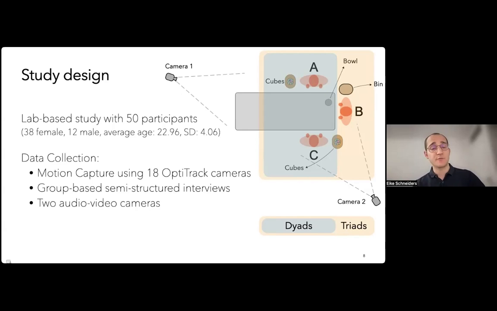For data collection, we used 2 cameras for audio-video recordings, 18 cameras of the OptiTrack camera system for motion capture of participants' hands as well as key objects, as well as post-task semi-structured interviews, group-based. But as mentioned, the best way to get an understanding of the task is through a small video clip of the dyadic collaboration and the triadic collaboration, respectively. So let's have a look.